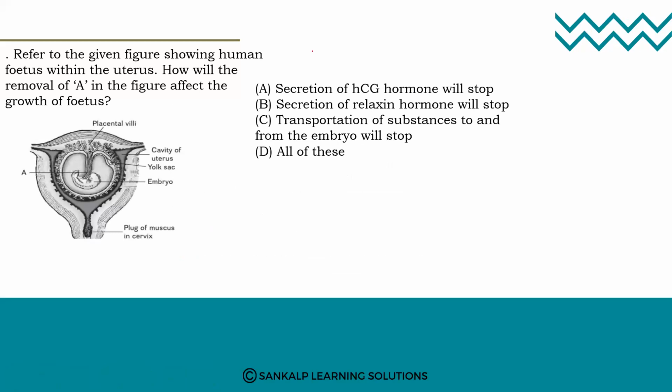Refer to the given figure showing human fetus within the uterus. How will the removal of A in the figure affect the growth of fetus? So you must first understand what A is. If you remove that A, how will it affect the fetus, they ask. Secretion of HCG hormone will stop. Secretion of relaxin hormone will stop. Transportation of substances to and from the embryo will stop. Or all of these.